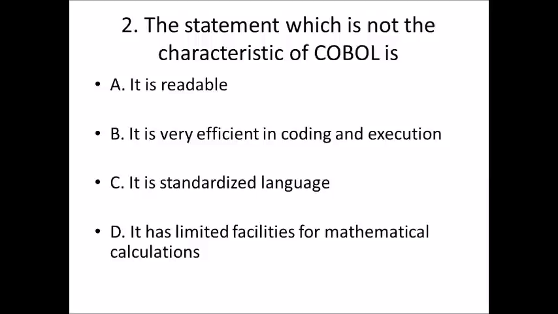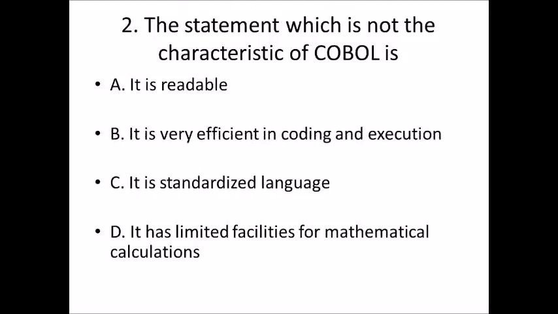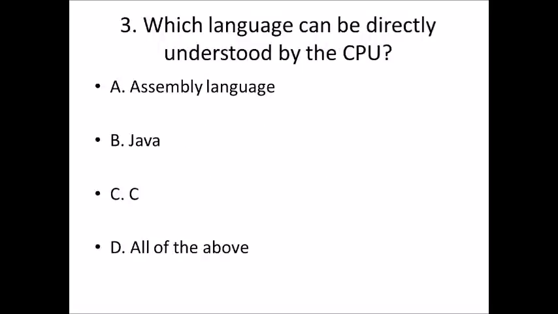Answer guess cheyandi. Answer వచ్చేసి option B, it is very efficient in coding and execution. Third bit, which language can be directly understood by the CPU? Option A, assembly language. Option B, Java. Option C, C. Option D, all of the above. Answer guess cheyandi.